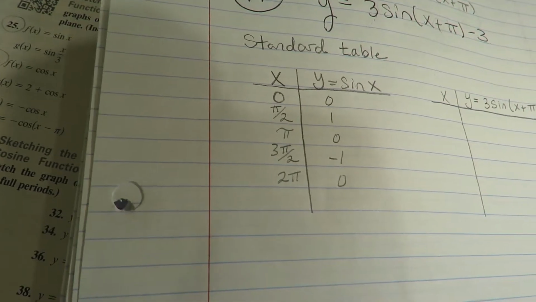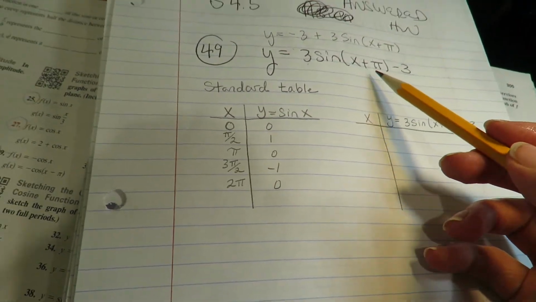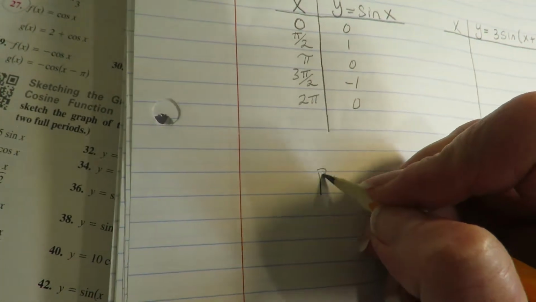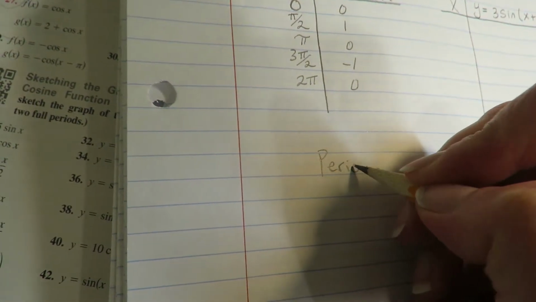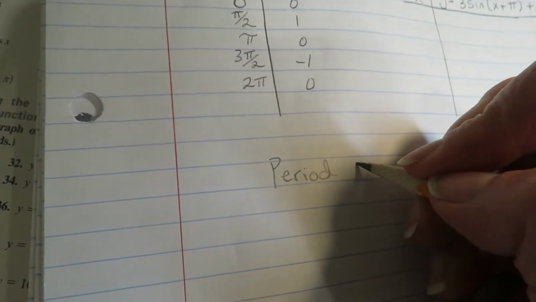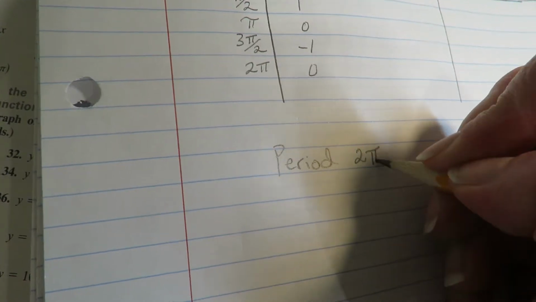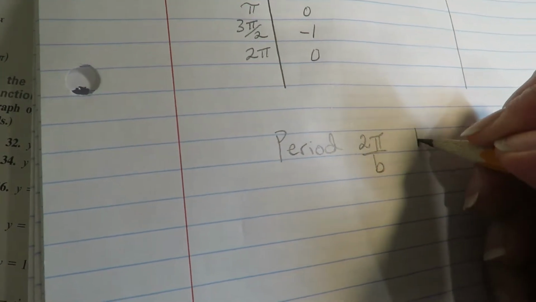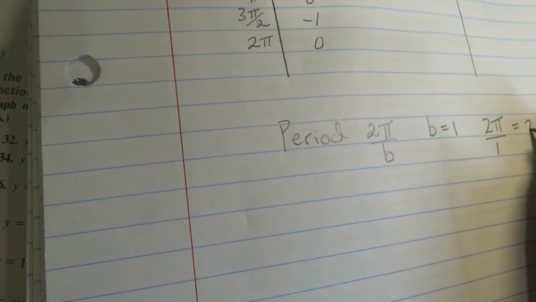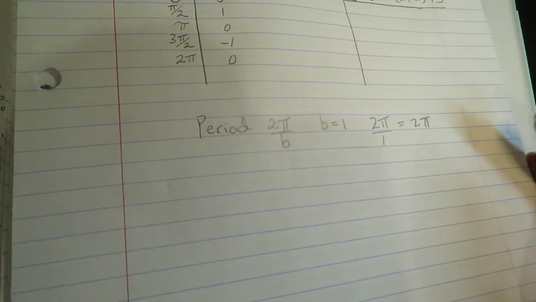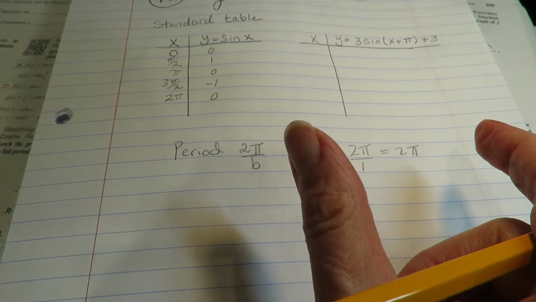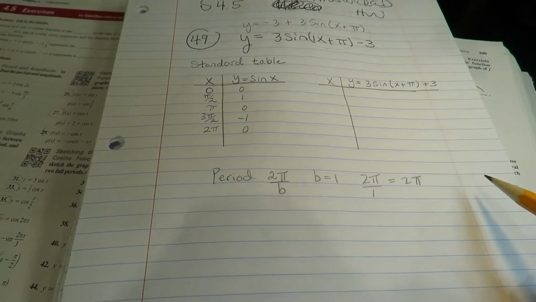So let me start with the x values. See, the only thing affecting the x values is this plus pi. There's no b value here, it is 1, since the default is 1, so nothing's changed from the standard graph. So it's still the width of 2 pi. So the horizontal width of this graph hasn't changed. It will still cycle out in 2 pi.